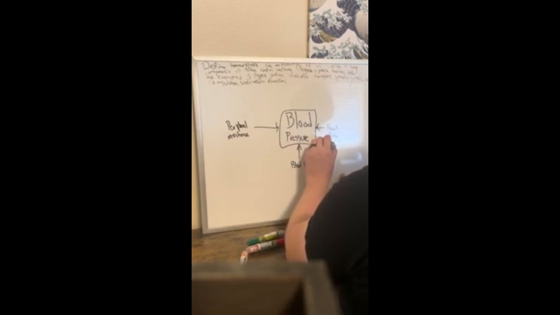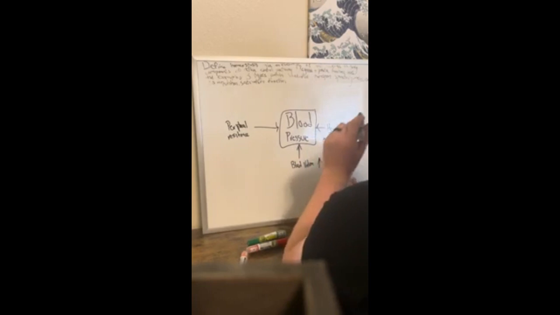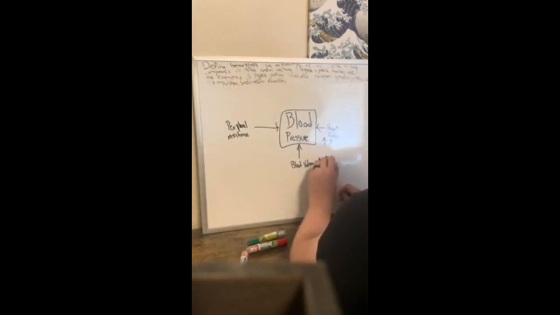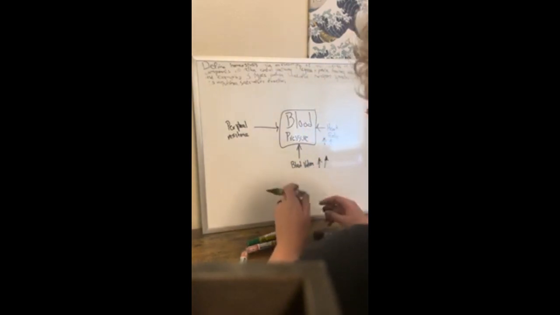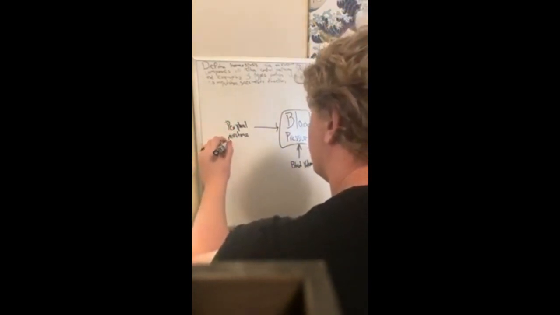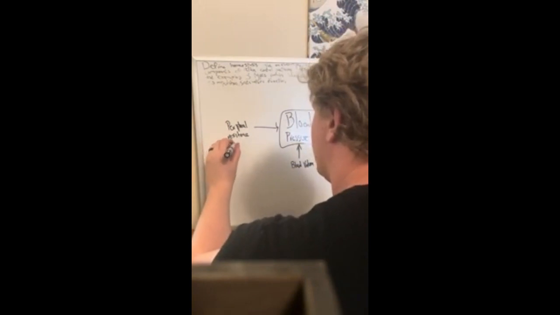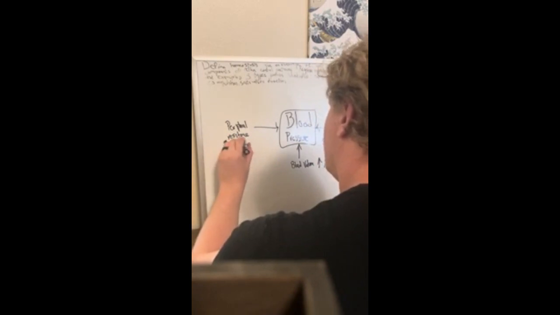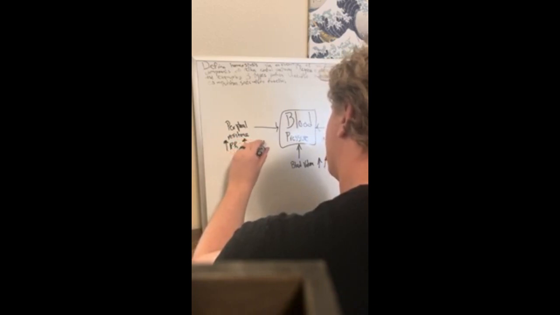These two have a direct effect. So as our heart rate increases, so does our blood pressure. As our blood volume increases, so does our blood pressure. With peripheral resistance, it's a little bit interesting. If we increase peripheral resistance, which I'll label as PR, we will increase vasoconstriction, which will in turn increase our blood pressure.